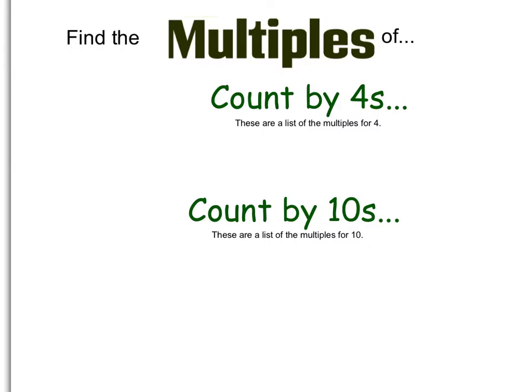Alright, if we're talking about multiples, remember those are numbers that the number can multiply to become. So I just think of it as skip counting. So I'm just going to count by 4s. 4, 8, 12, 16, 20, 24, so on. Count by 10s. 10, 20, 30, 40, 50, 60.